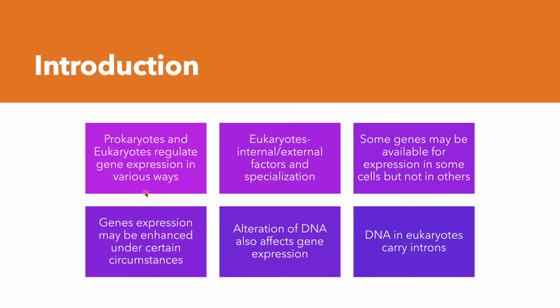Both prokaryotes and eukaryotes have multiple ways of controlling gene expression. In eukaryotic cells, gene expression is regulated based on internal and external factors, along with cell specialization. Some genes may be available for expression in some cells, but not in others. And gene expression can be enhanced under certain circumstances. Alteration of DNA also affects gene expression.